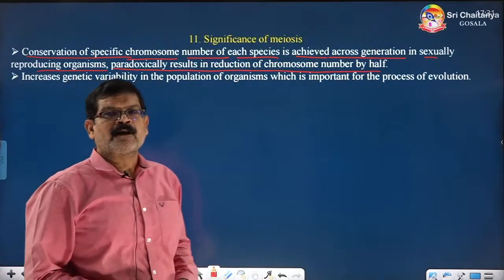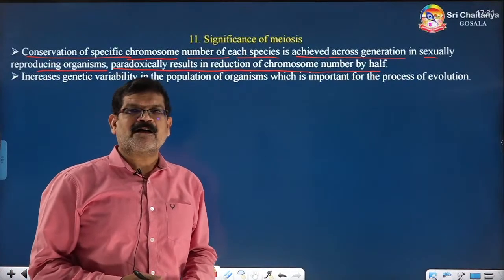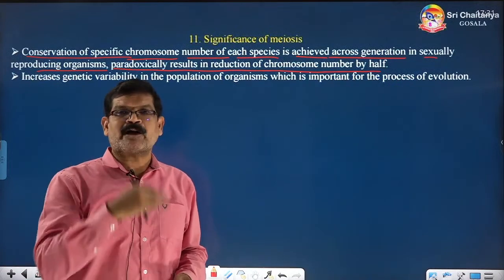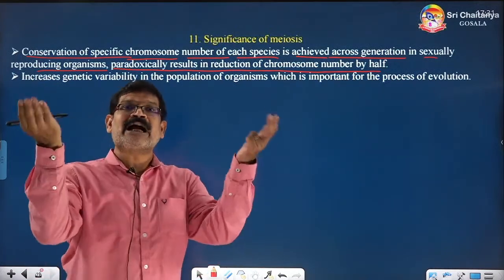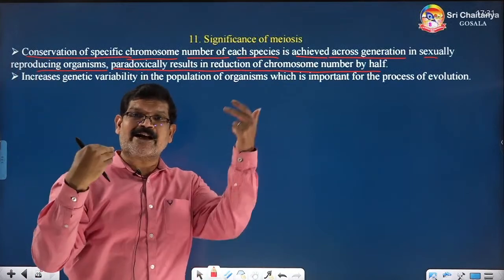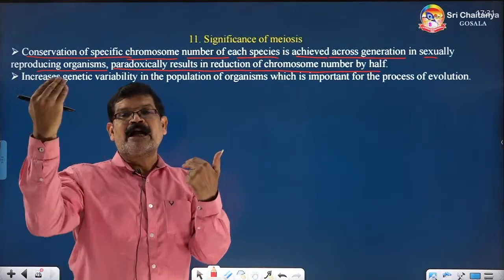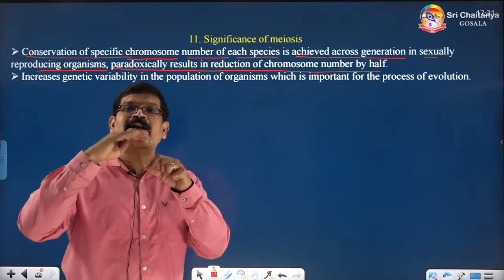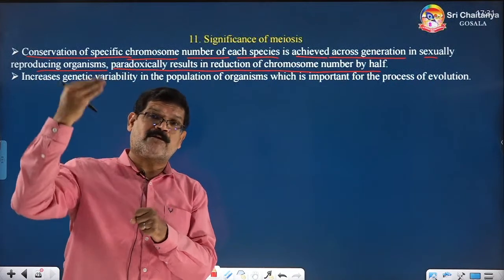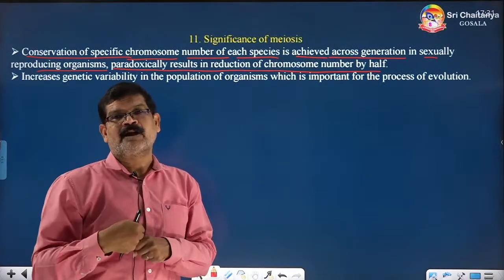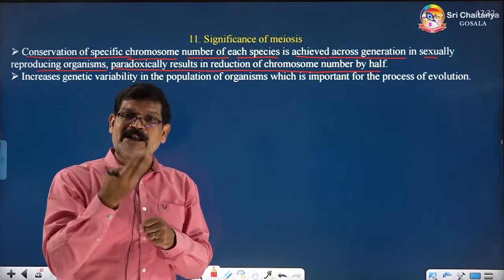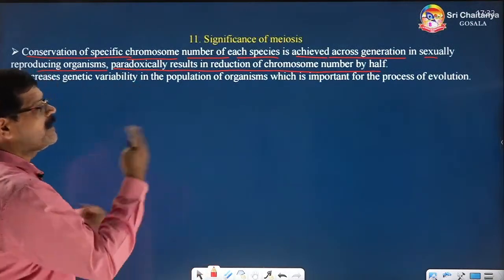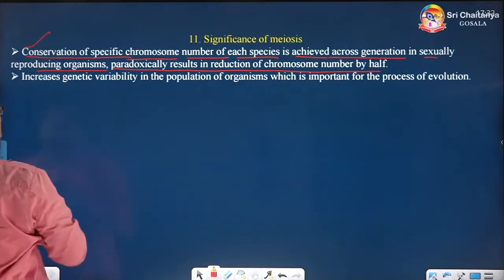Generally the male gamete comes from the male organism and the female gamete comes from the female organism. The male organism is diploid, the female organism is diploid. But the gametes produced from the male and female will be haploid and haploid. Haploid gametes combine together to form a diploid, where the chromosomal number equal to that of the parent is restored. This is how the significance comes.